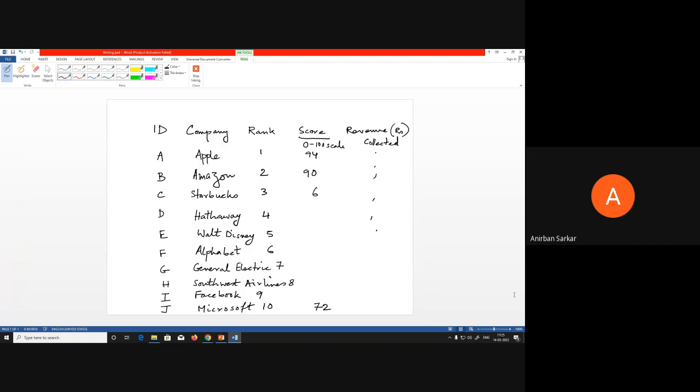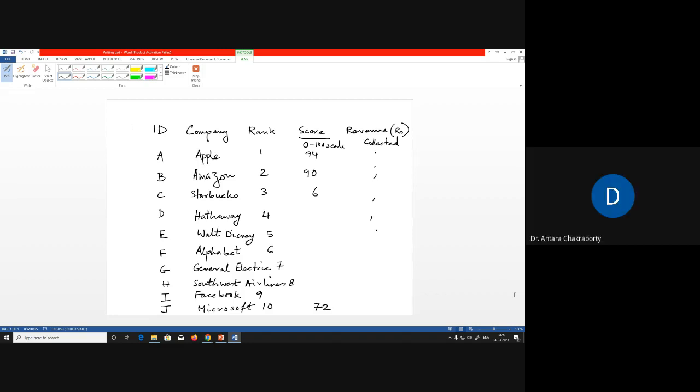I think I'm audible. Yes, sir, you are audible. So please interact. You may be wrong. Don't feel that you may be wrong. This is an interaction. Sir, rank 1 is A, rank 2 is B, like that. Actually, these are IDs which help to identify the companies. Say ID A means Apple here. ID J means Microsoft here. This is clear to you?